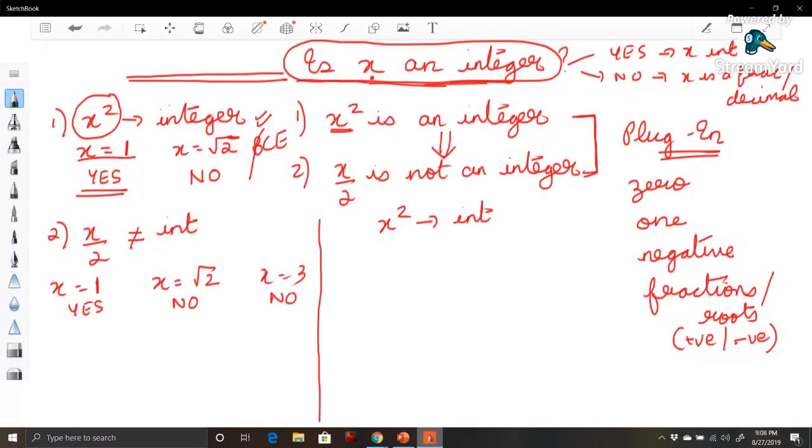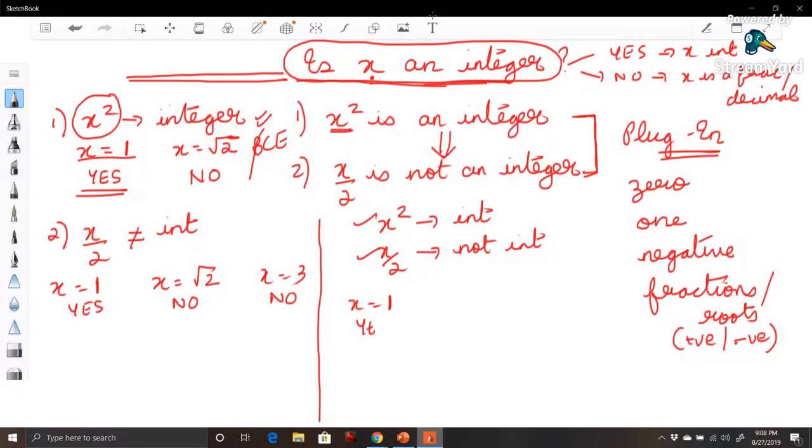I don't want to introduce more variables like x square is k and x by 2 is not equal to n and work with it. I'm just going to pick values which are going to satisfy both statements together. So clearly x is equal to 1 is a value that satisfies both statements together, or x is equal to 3, whatever you want. So 1 square is an integer, 1 by 2 is not an integer.